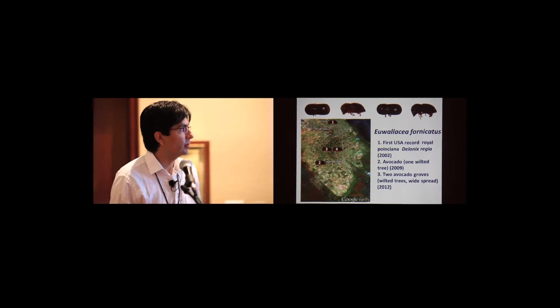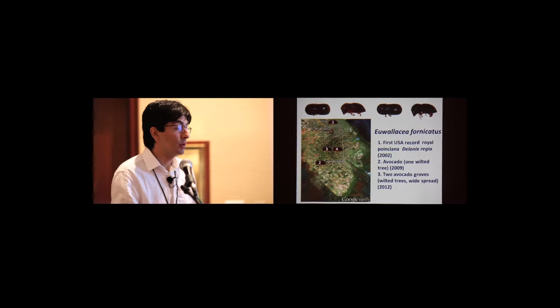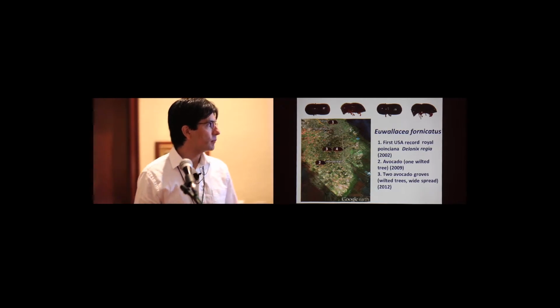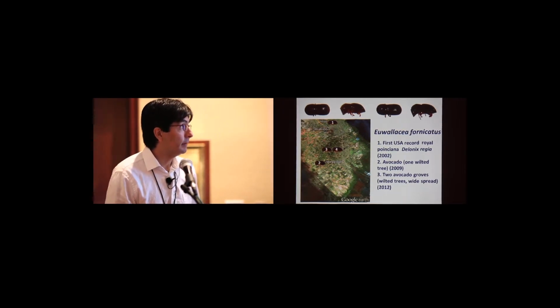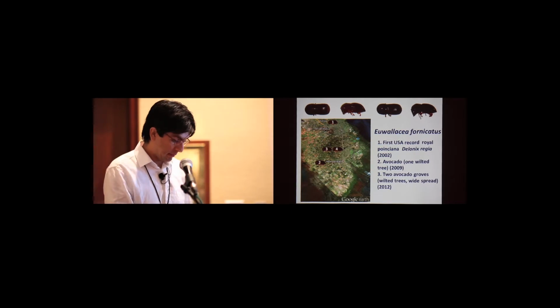But a common pattern is that we are observing the beetle associated with trees that are already wilted, that died presumably because of other causes, but we are not observing what you guys are having here. Well, that's pretty much the state of it. We know where the populations are, and we're going to keep an eye on that.